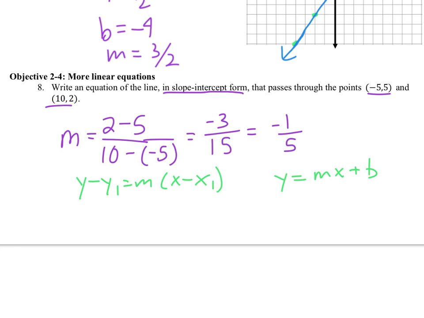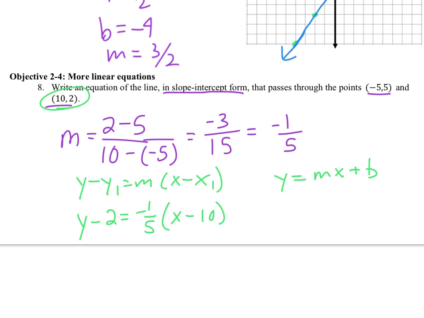Both work. Like I said, my personal preference is the point slope form. The way that works is you choose a point. I'm going to choose 10, 2 because they're both positive versus the -5, 5. And we fill in our y sub 1, which is our 2, our slope, which is -1/5, and our x sub 1, which is 10. That gives us an equation that we can solve for y to get it into slope-intercept form like they want.